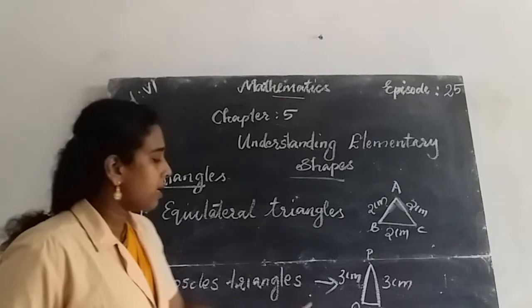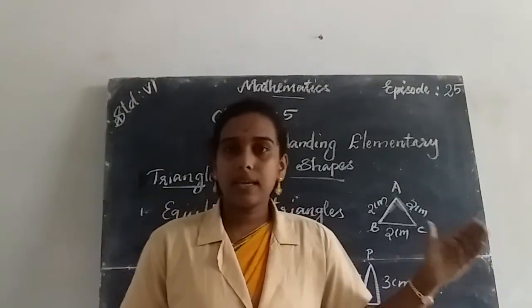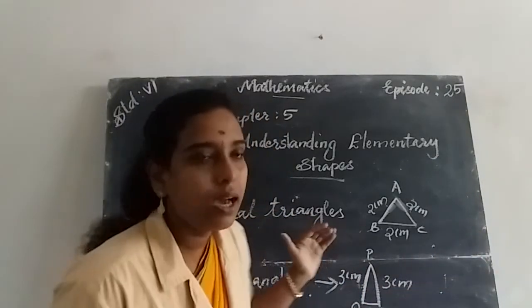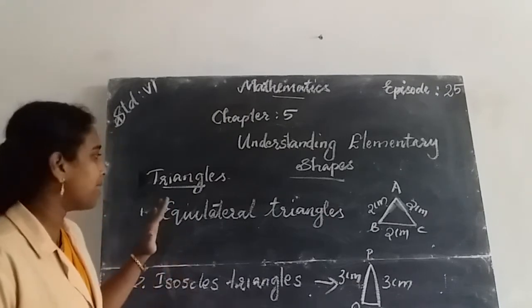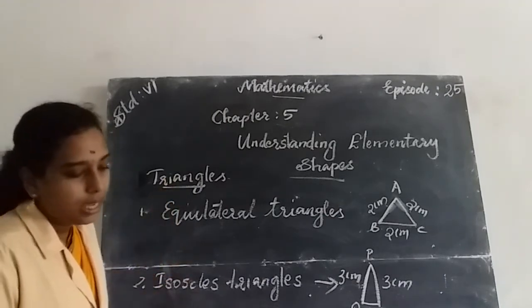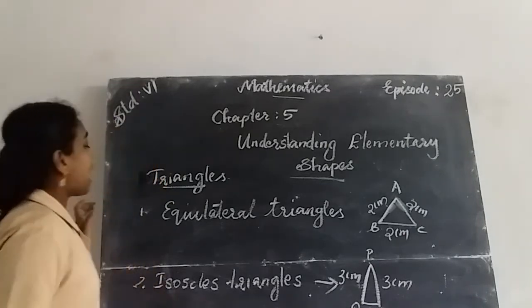Then scalene triangle means the three sides of the triangle are of different length, then it is said to be a scalene triangle. So these are the classification based on the sides of a triangle. Then next one is based on its angles.